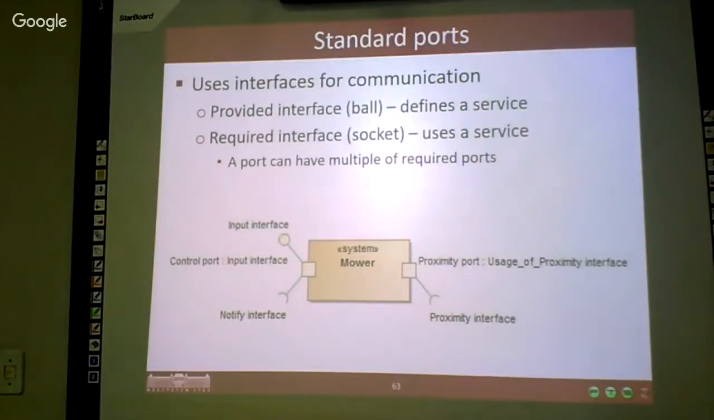Standard ports are used as interfaces for communication. There are two types. The provided interface, that is this ball, defines a service that this block will provide. And the required interface, which we can use in ports, is represented by this socket, and it represents that we want to use a service. And the ports can have multiple required interfaces, and you can combine them together this way.